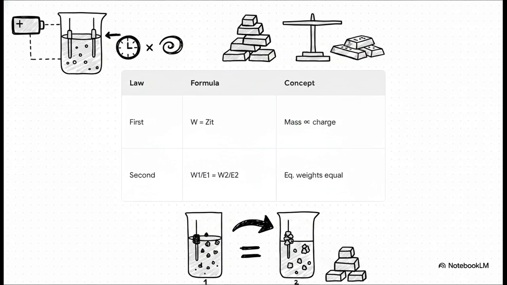The second law takes it a step further. If you pass the exact same current for the same amount of time through completely different solutions, the weights deposited will perfectly match the ratio of their equivalent weights. It just makes electrochemistry so perfectly predictable.